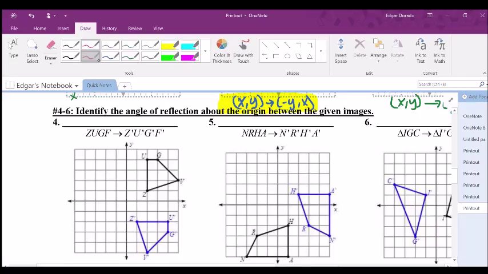So how can we do that? Well, an easy way to do that is this. Let's go ahead and find the coordinates for one of them. The coordinates for my Z is what? It is 2, 1, and the coordinates for my Z prime is 1, -2. So let's compare those.